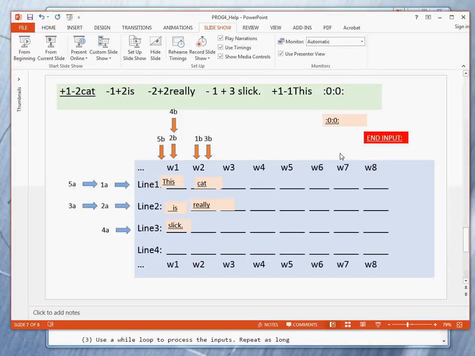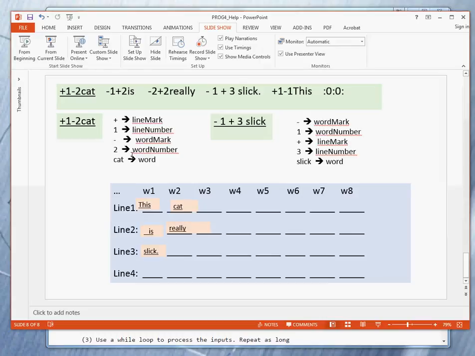What's the last step? Last step is to read the :0, 0, which marks the end of the input. So at the very end we have this. Let's slow it down a moment and remember that we have to read markers. So we have to read a mark. I'm just going to change this because this is really what it is. This is Mark 1 and this is Mark 2.